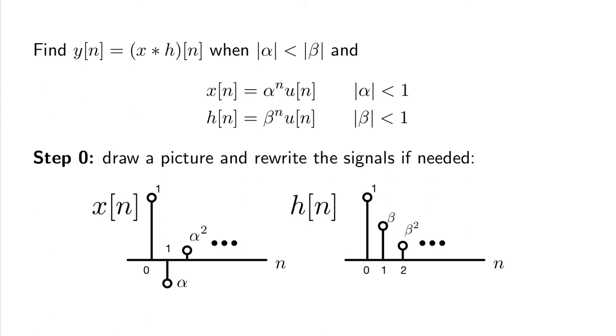So we have x of n is alpha to the n u of n, and h of n is beta to the n u of n. We'll assume that alpha is smaller than beta, which will be important to make sure we have the right terms at the end. Both of them can look something like this.